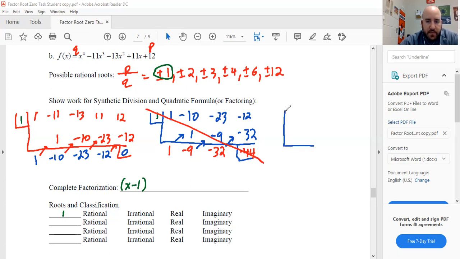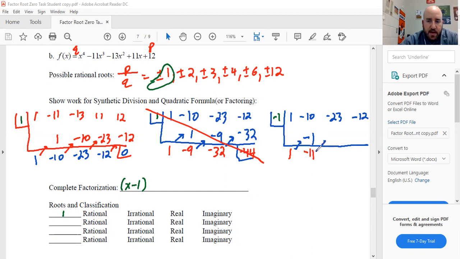All right. So let's try it again. 1, negative 10, negative 23, negative 12, box. Again, let us switch to negative 1. All right. Drop 1, red 1 times green 1 is negative 1. Negative 10 and negative 1 is negative 11.